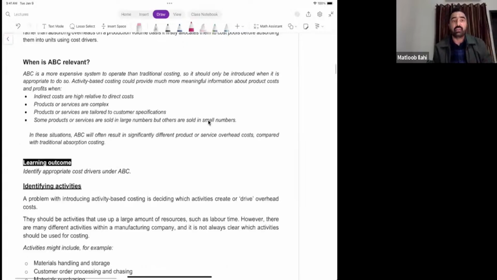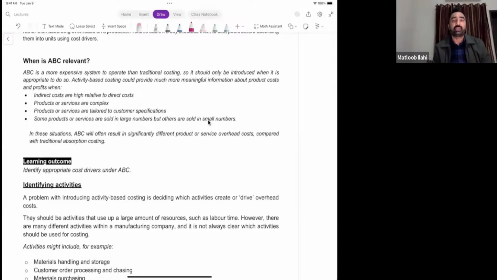So how does it work? When is ABC relevant? ABC is a more expensive system to operate than traditional costing. So it should only be introduced when it is appropriate to do so. Yes, it should only be used when it is appropriate to do so. Activity-based costing could provide much more meaningful information about product cost and profits. Yes. So what are those situations where ABC makes sense or ABC is relevant?